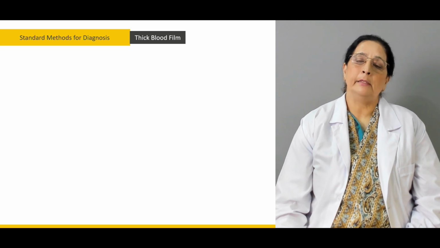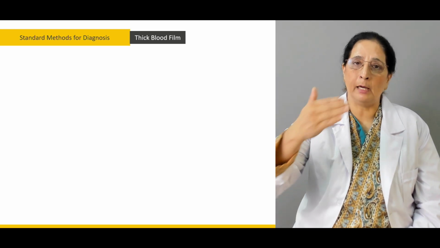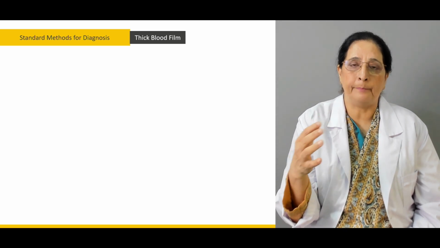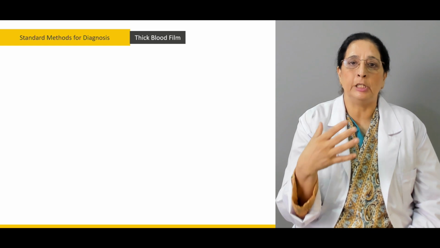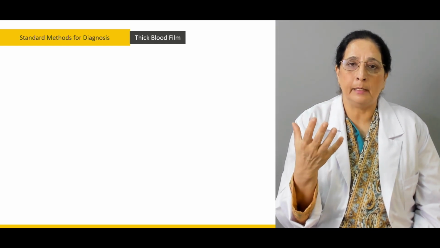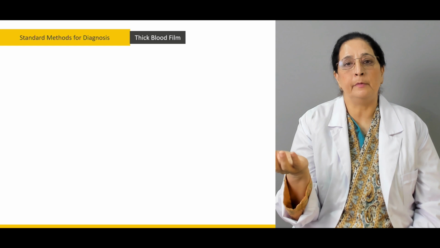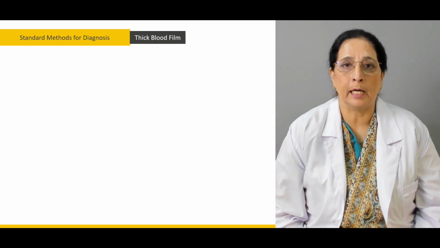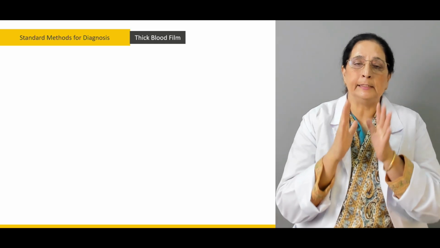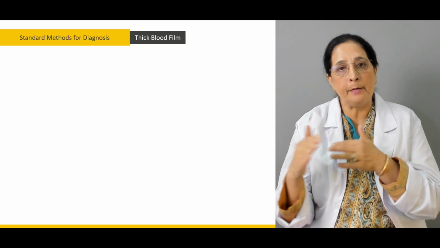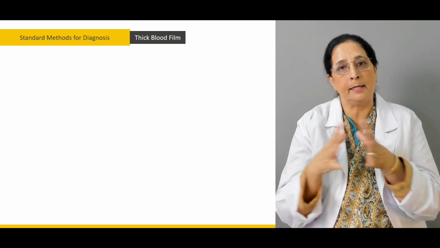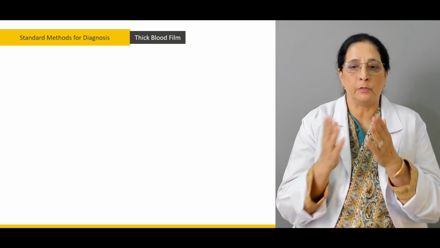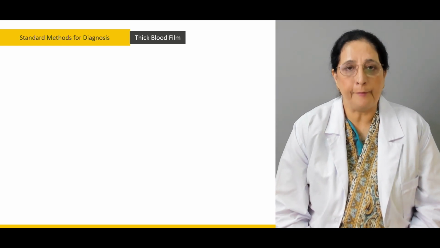The standard method for diagnosis, so one by one now we will discuss the lab microscopic examinations, different blood tests, and then polymerase chain reaction. So first, the standard method for the diagnosis, we can take the thick blood film and thin blood smear. Both thick and thin blood smears are used for the diagnosis. So first, the thick blood film.